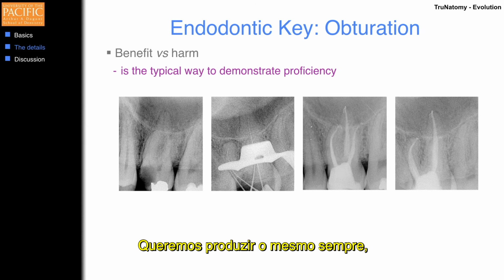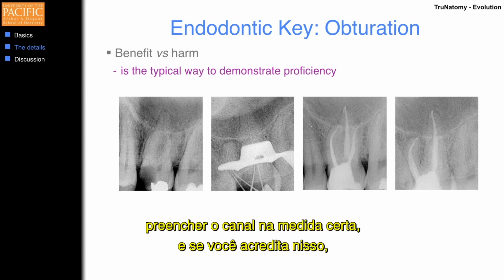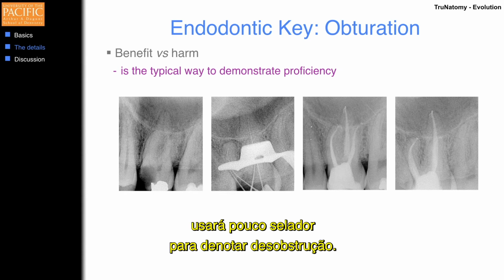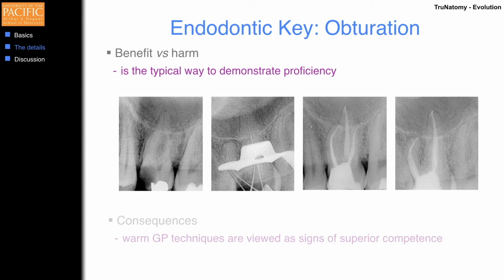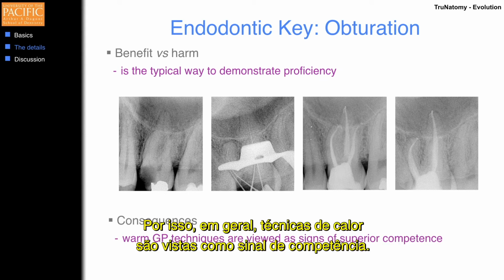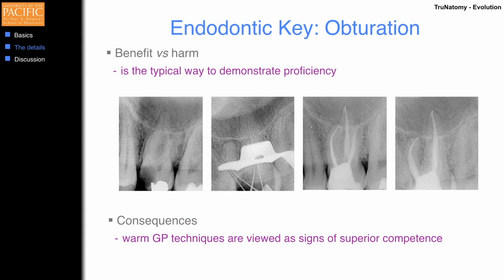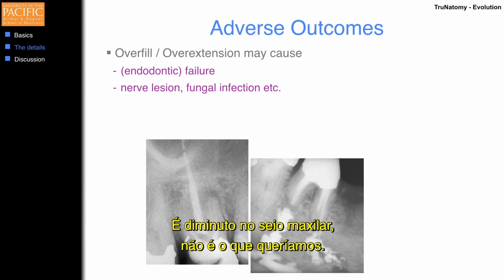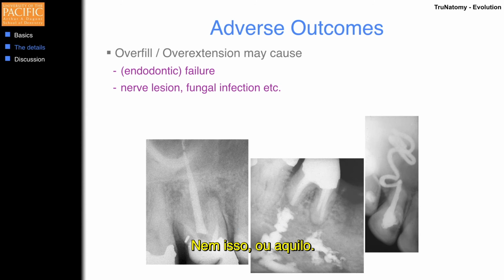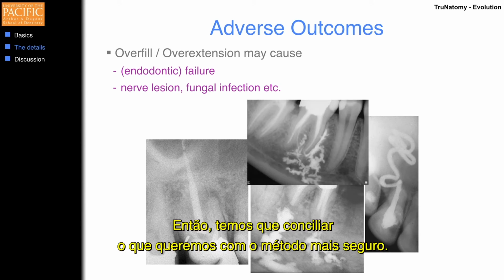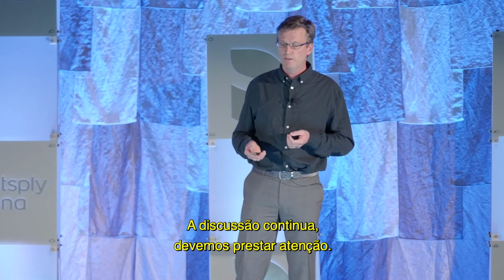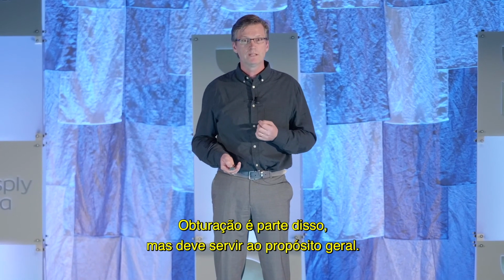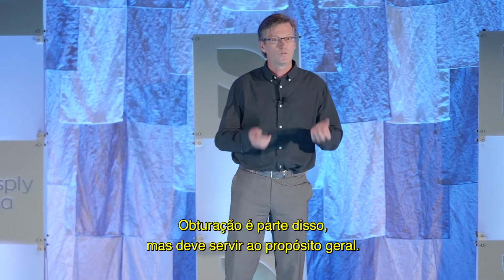You will want to produce the same thing all the time. Every canal is filled to the spot, and if you believe in that philosophy, you want just a smidgen of sealer overfill to denote patency, right? There's nothing magical about it. That is why warm techniques, for the most part, are viewed as a sign of competence, right? Yet, this is also what happens, right? This is only minor, in the maxillary sinus. This is not what we wanted. Neither is this or that, right? So we have to marry what we want to achieve with the safest way of doing that. And so that's an ongoing discussion that we have to take a good look at. Obturation is part of it, but obturation has to serve the overall purpose.